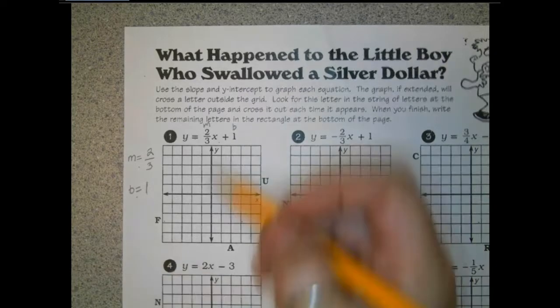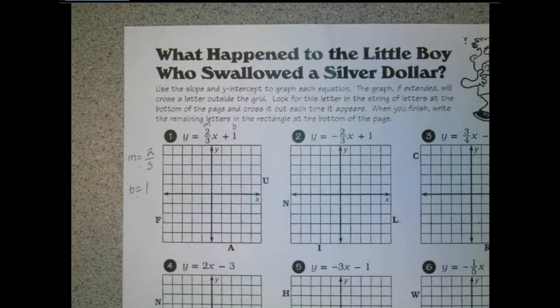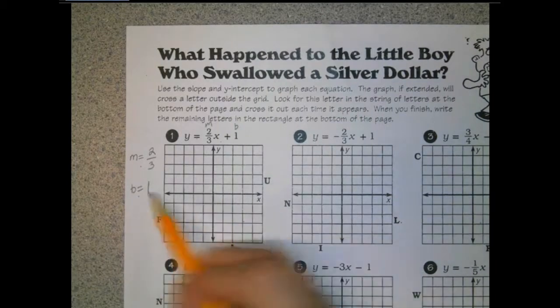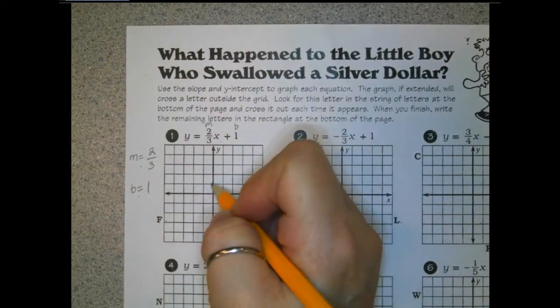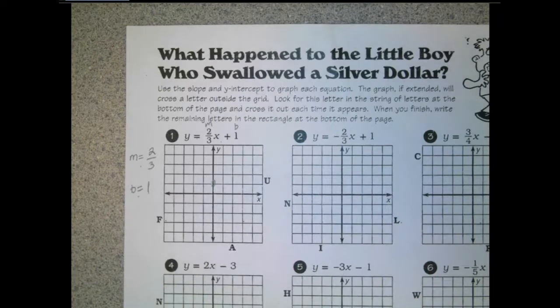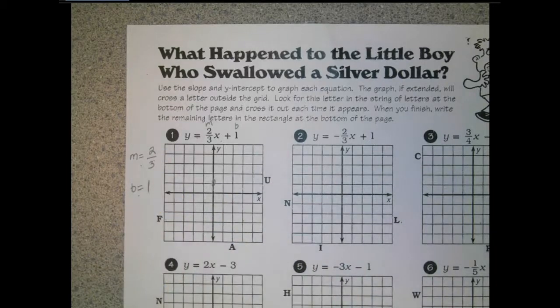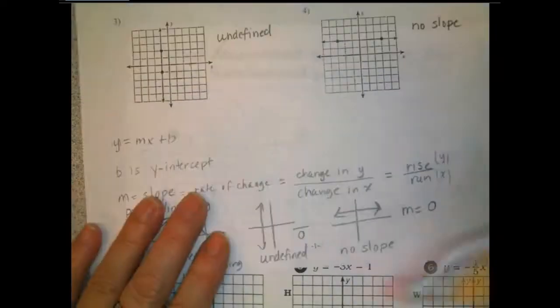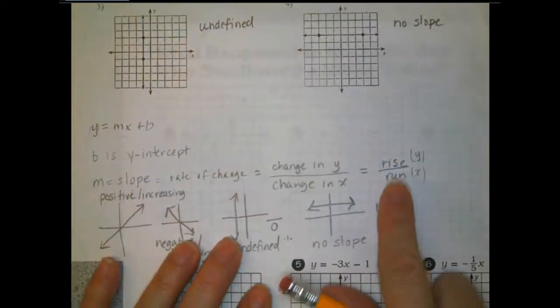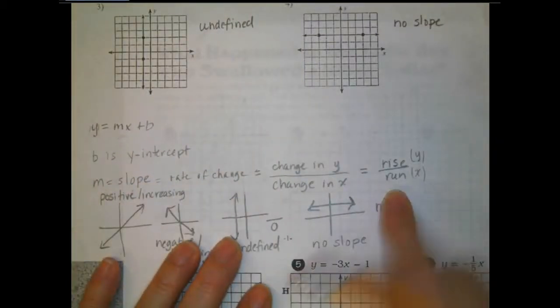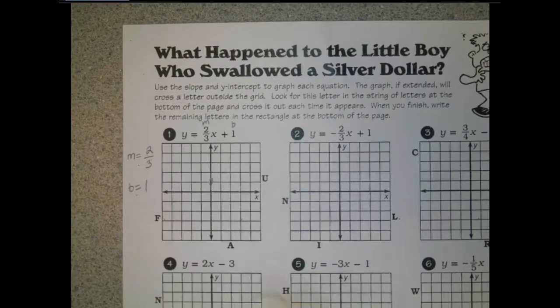It's where it crosses my y-axis. Okay, so on y, that's 1. And that's going to be your starting point. From there, you're going to do your slope. You look at what I had you write down yesterday. Slope is rise over run. So you're going to take your rise and then run.